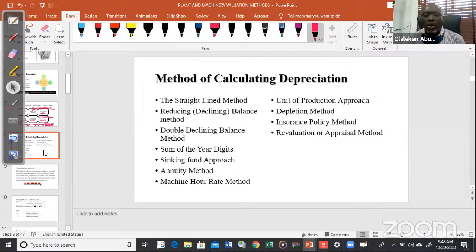Now let's quickly look at methods. Depreciation methods, the available methods that we have.